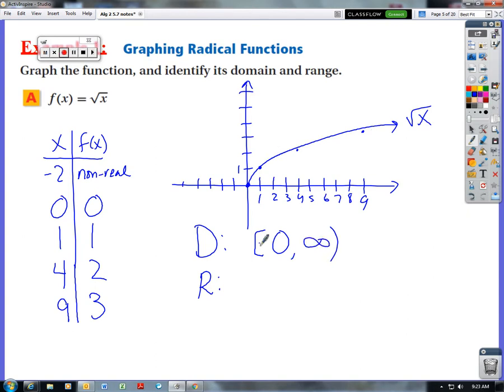Our range are our y's. The first y we encounter is also 0, and it also goes up, up, up, up, up forever. So the domain and range are identical on this one.